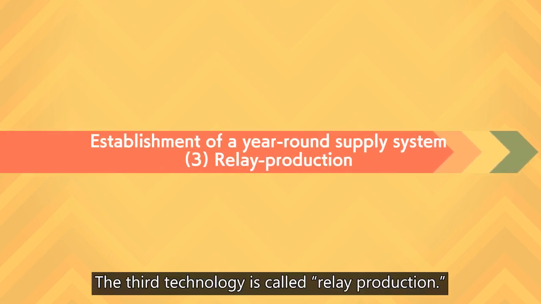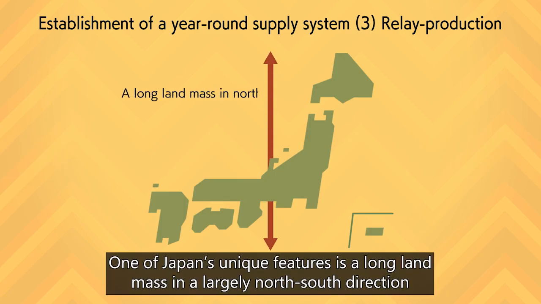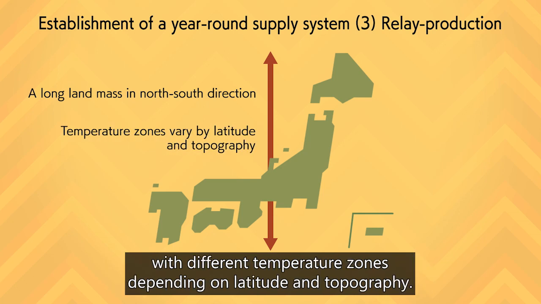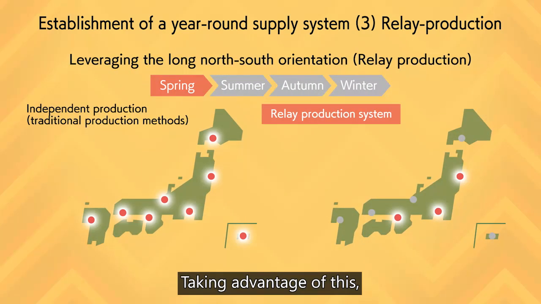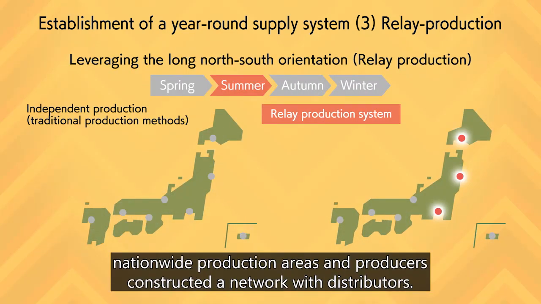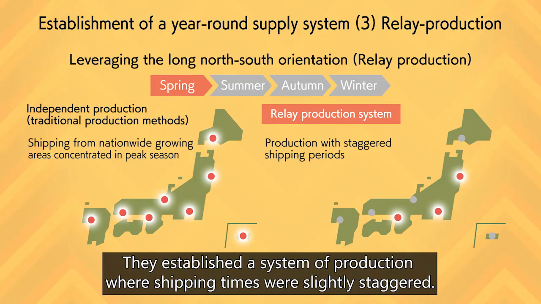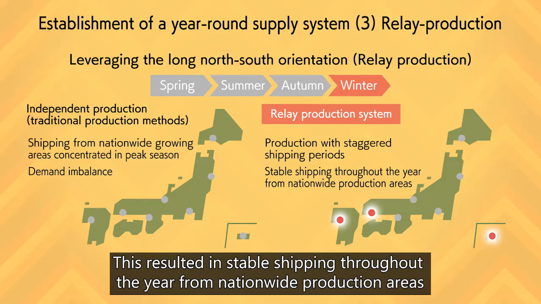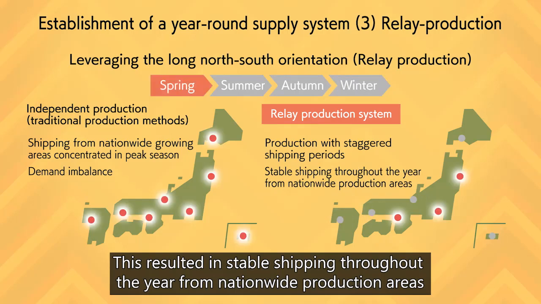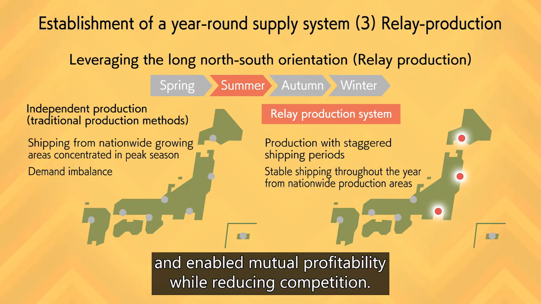The third technology is called relay production. One of Japan's unique features is a long landmass in a largely north-south direction, with different temperature zones depending on latitude and topography. Taking advantage of this, nationwide production areas and producers constructed a network with distributors. They established a system of production where shipping times were slightly staggered. This resulted in stable shipping throughout the year from nationwide production areas and enabled mutual profitability while reducing competition.